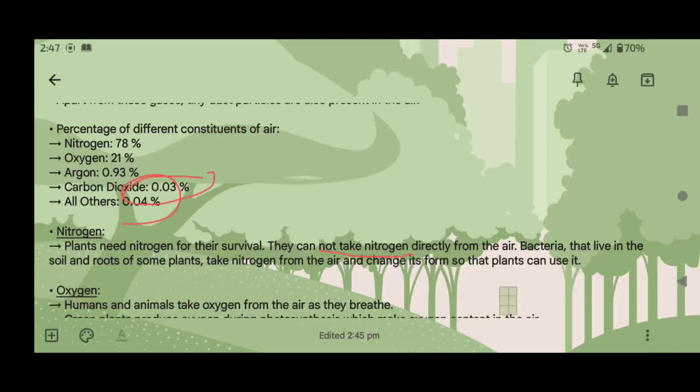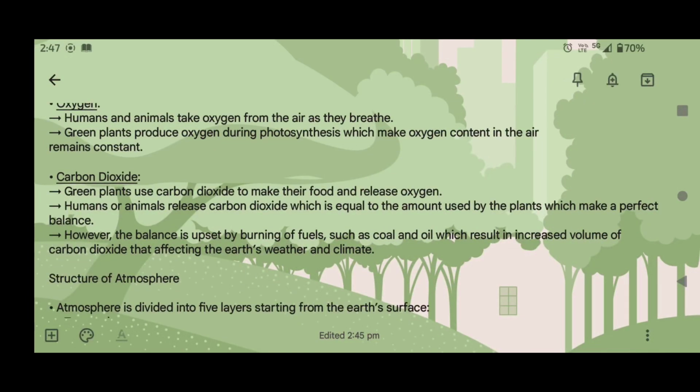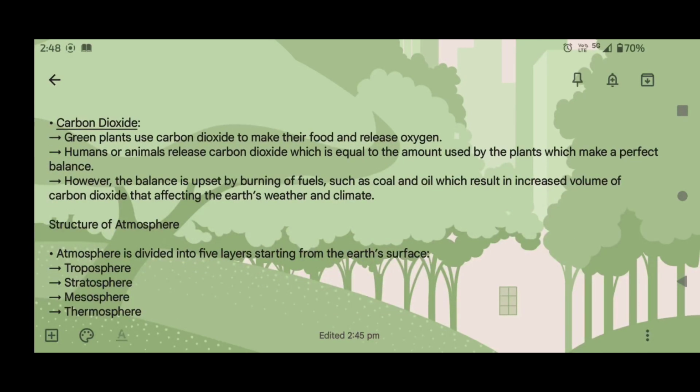Nitrogen. Plants need nitrogen for their survival. They cannot take nitrogen directly from the air. Bacteria that live in the soil and roots of some plants take nitrogen from the air and change its form so that plants can use it. Oxygen. Humans and animals take oxygen from the air as they breathe. Green plants produce oxygen during photosynthesis, which makes the oxygen content in the air remain constant.